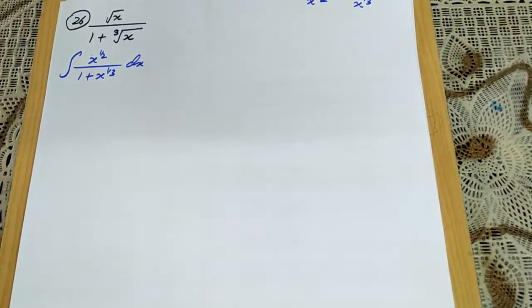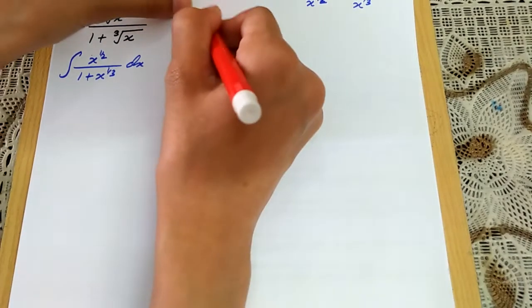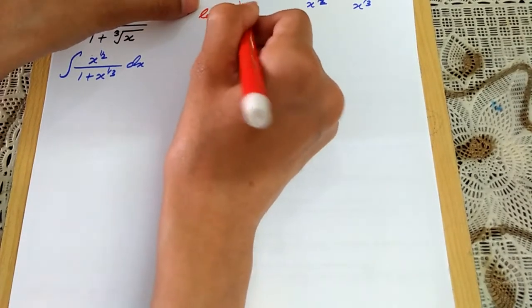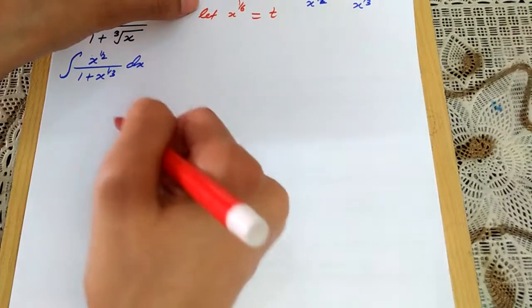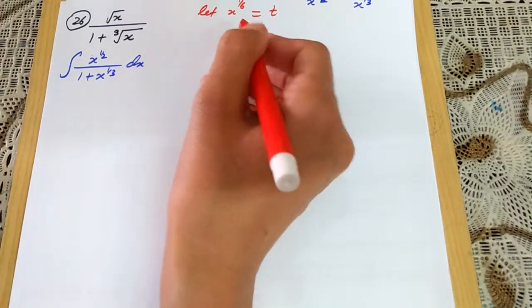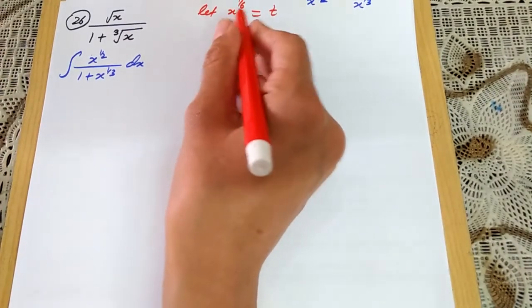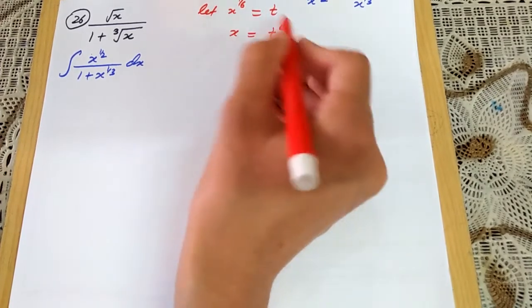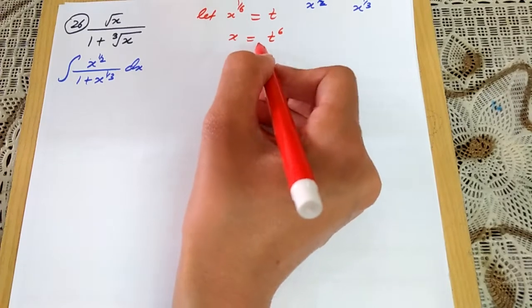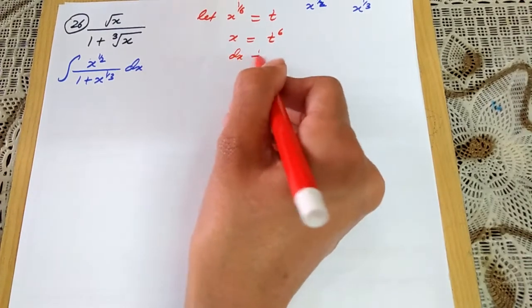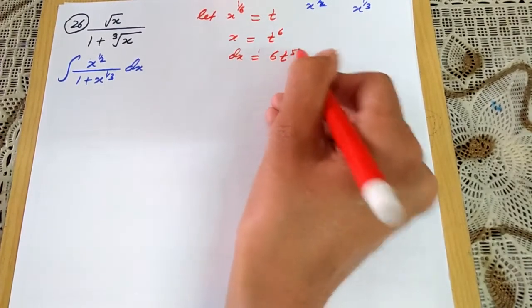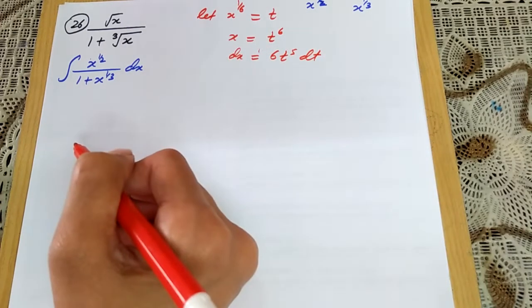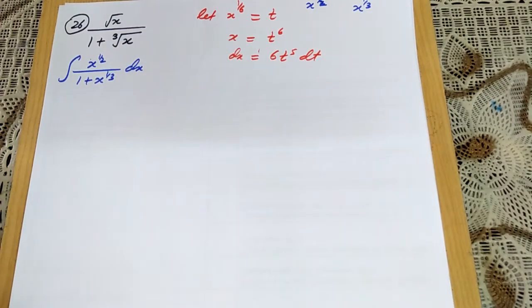So let's have a substitution here. Let x raised to power 1 over 6 equal t. Then we can also write it like x is equal to t raised to power 6, taking 6th power on both sides. So we will be left with dx is equal to 6t^5 dt here. So let's just substitute it here.